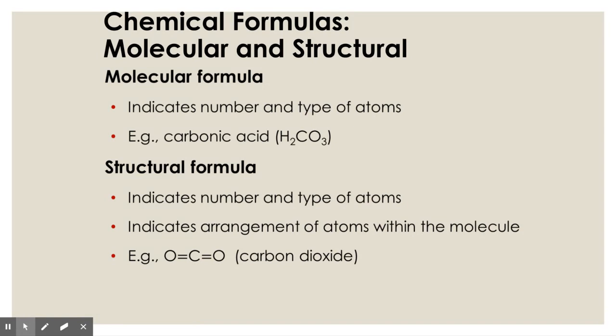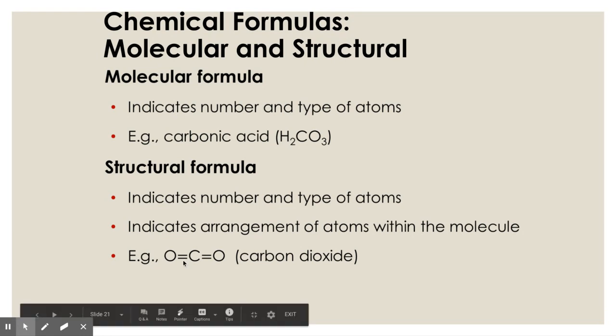Problems: it does not show you where these things are, which is why we also have this structural formula. That is going to show the number and type of atoms and how they are arranged. So for example, carbon dioxide, if we write it out structurally, would be O, this double bond. I know it looks like an equal sign, but it's a double bond. Carbon, double bond, oxygen, and we call that carbon dioxide.